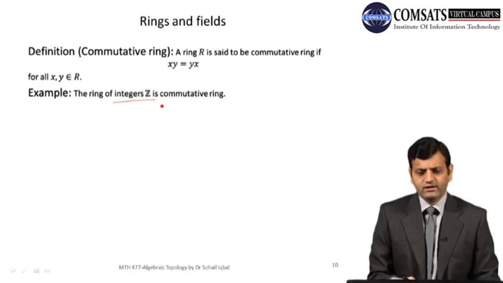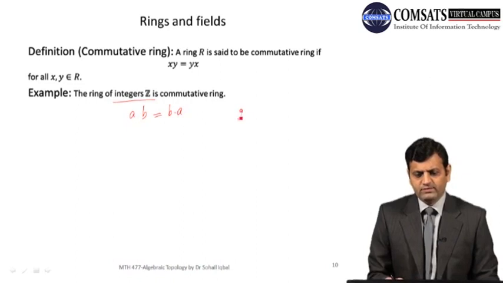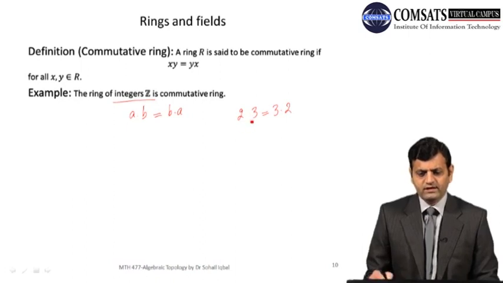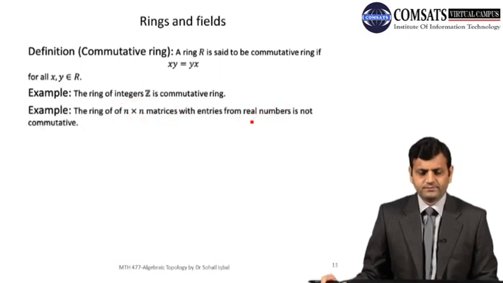We have already seen that the set of integers is a ring, and why is it a commutative ring? Because a dot b is equal to b dot a. In other words, when I multiply, for instance, 2 into 3, it is the same as 3 into 2. So multiplication of integers is commutative. I can multiply them in any order and there will be no change in the answer. So we can say that the ring of integers is a commutative ring.